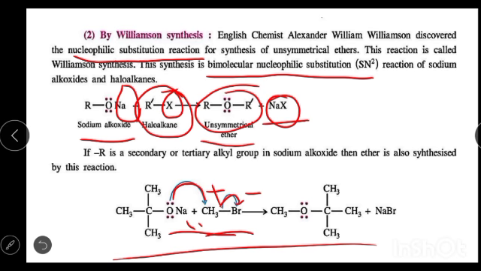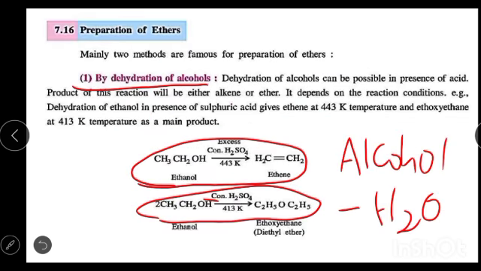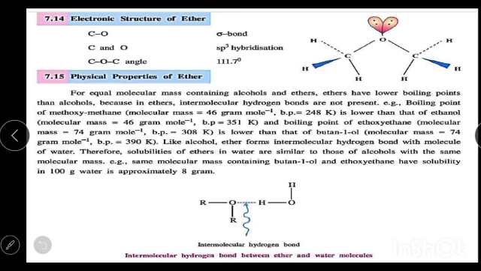If we discuss the physical properties, ethers have a low boiling point compared to alcohol. Why? Because alcohol has intermolecular hydrogen bonding, but ethers do not have intermolecular hydrogen bonding. So compared to alcohols, ethers are less reactive and have a lower boiling point. These are about the ethers.